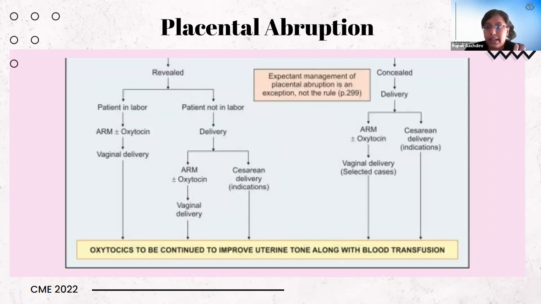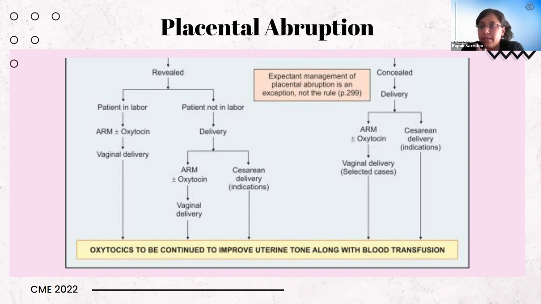Now, if it is revealed and you can see that the patient is in labor, you will do an artificial rupture of the membranes. You will give oxytocin and proceed with the vaginal delivery. If the patient is not in labor, you will either do an ARM with oxytocin and vaginal delivery, or you will go into a cesarean delivery, which has specific indications.